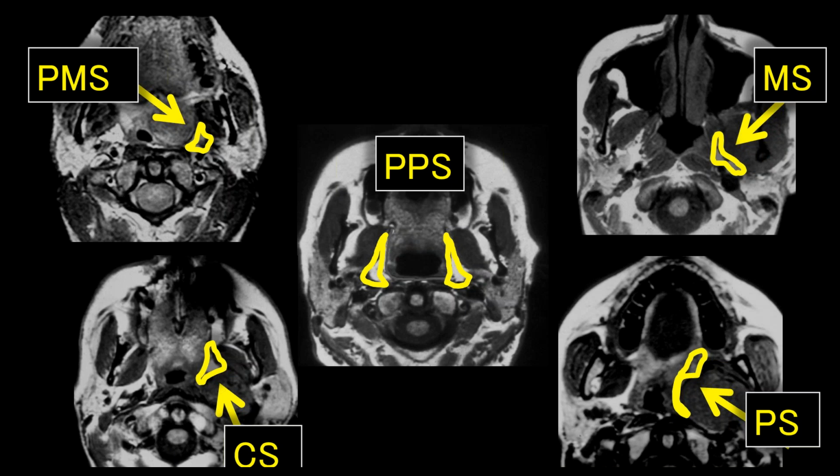So we can be much more specific rather than where we were 20 or 25 years ago, where we would just say there's a mass in the deep spaces of the neck, and we would list 10 or 20 things that were possibilities. Now I can make a much more specific differential on my imaging studies.